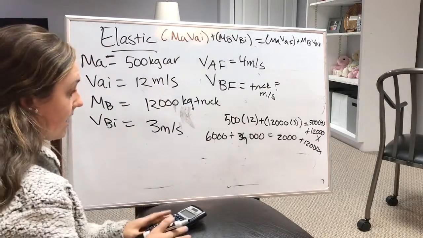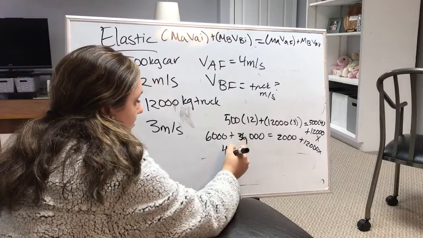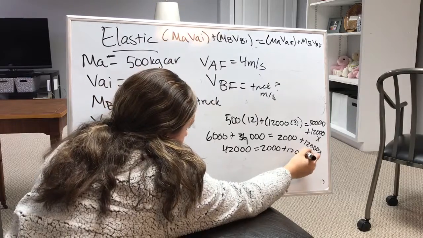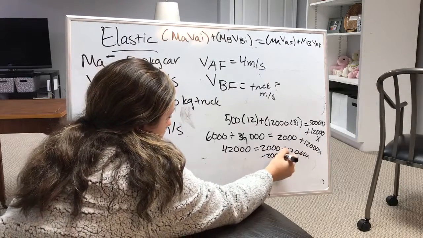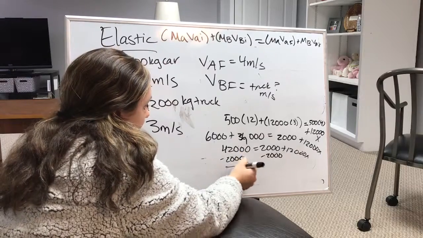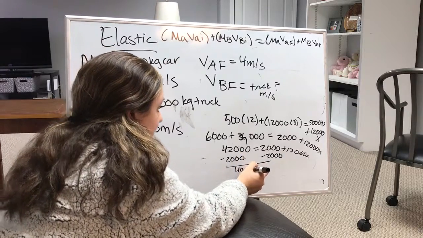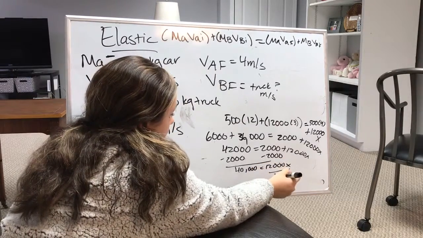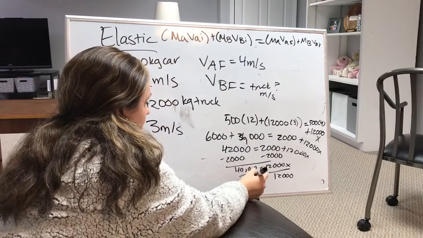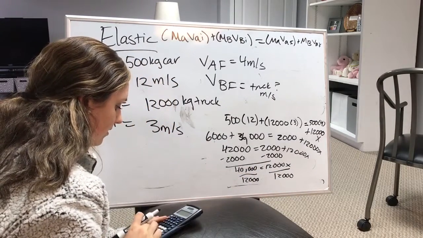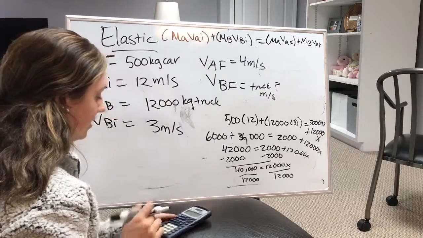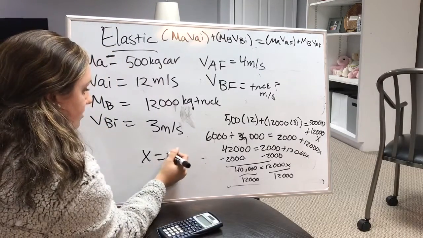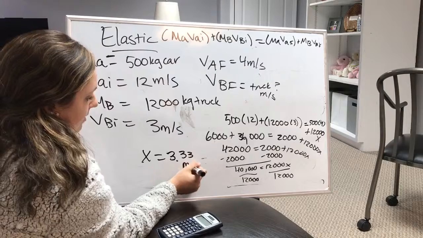Simplify the math. 6,000 plus 36,000 is 42,000 equal to 2,000 plus 12,000 x. Subtract the 2,000, subtract the 2,000, 40,000 is equal to 12,000 x. Divide by 12,000, divide by 12,000, and we know that x, the speed of the truck after the collision, is equal to 3.33 meters per second.